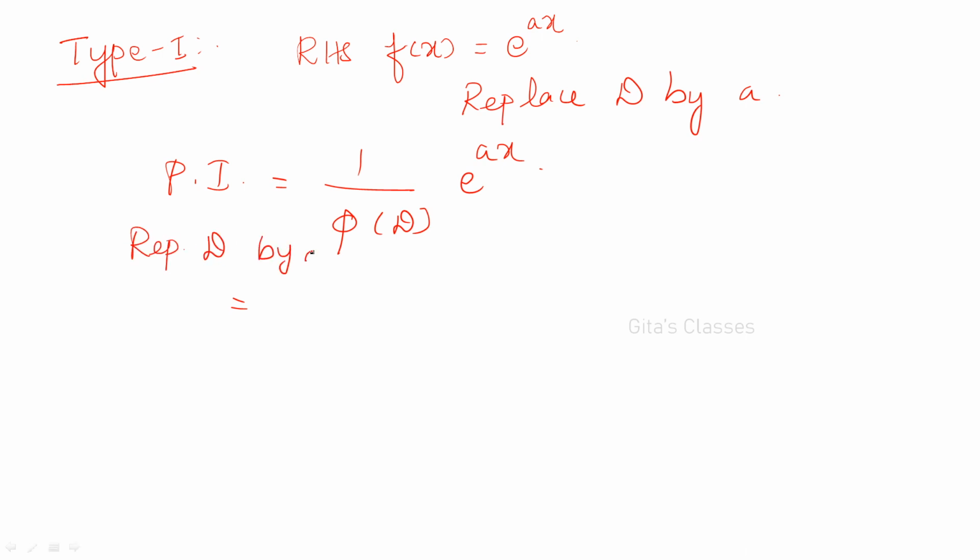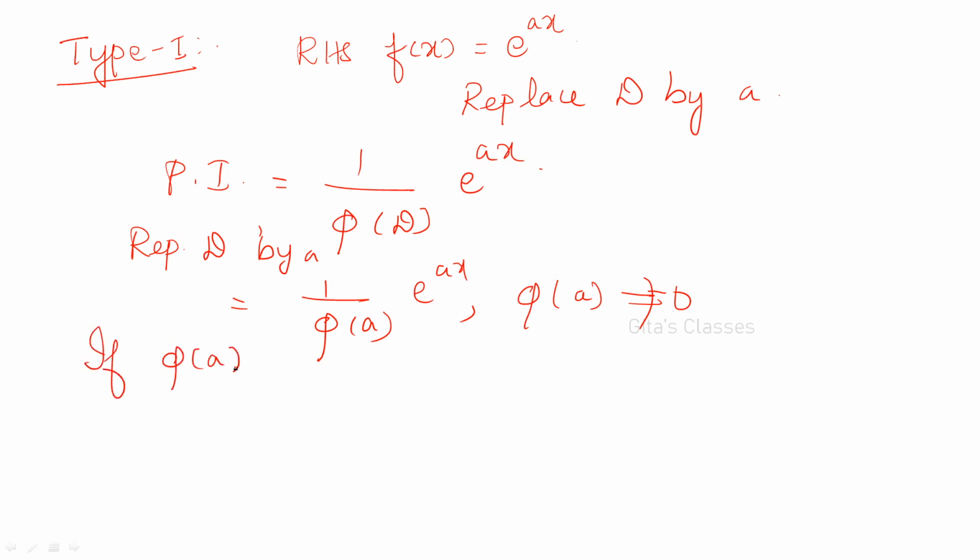Replacing D by a in phi of D, so 1 by phi of a into e power ax, provided phi of a is not equal to 0. Whatever you are getting in the denominator, it should not be equal to 0, right? If at all phi of a is equal to 0, then what do you have to do?